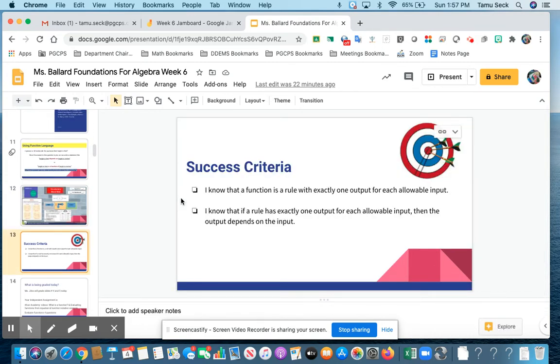Today, you were successful if you know that a function is a rule with exactly one output for each allowable input, and you know if a rule has exactly one output for each allowable input, then the output depends on the input.